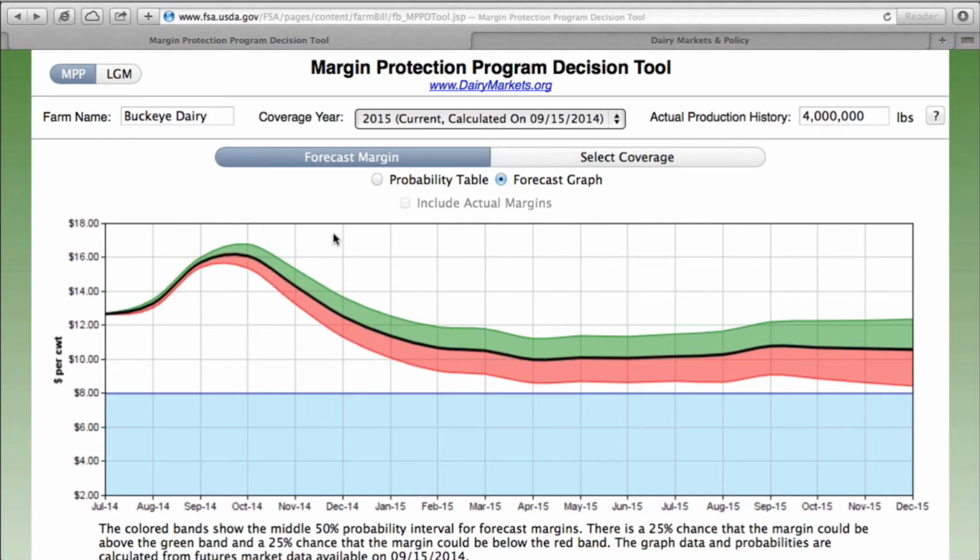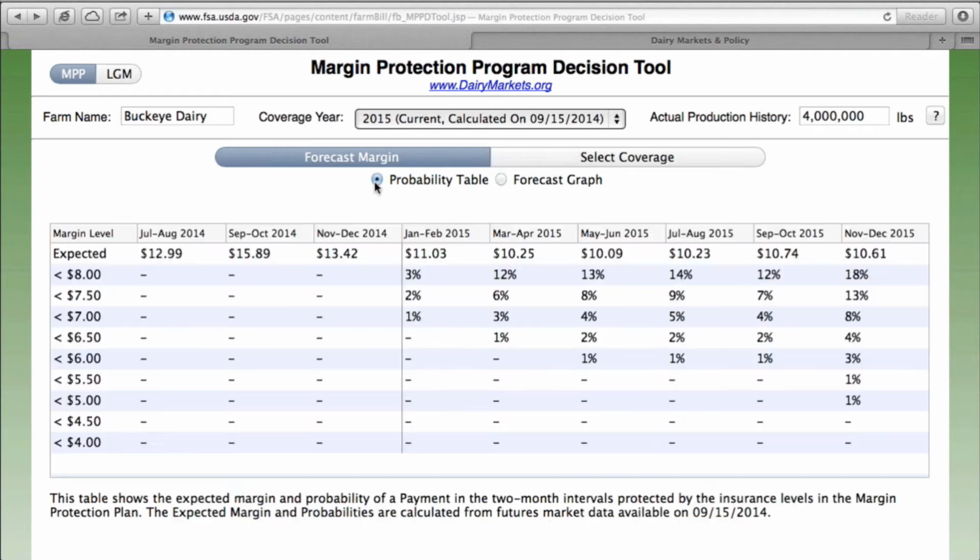Let's look at this probability. What's the probability that sometime next year these margins could fall below $8? By clicking on probability table here, you're given the 2-month expected margins based on market anticipated risk in milk and feed markets on September 15th, 2014, so yesterday. Less than a 20% probability that these margins could trigger MPP payments below $8. But that's still a probability that dairy farmers need to consider when thinking about managing their risk.